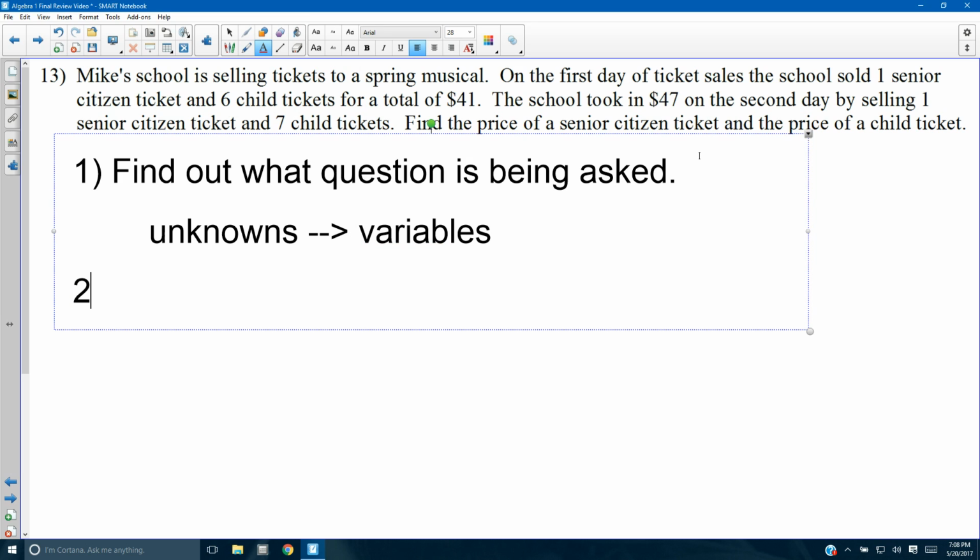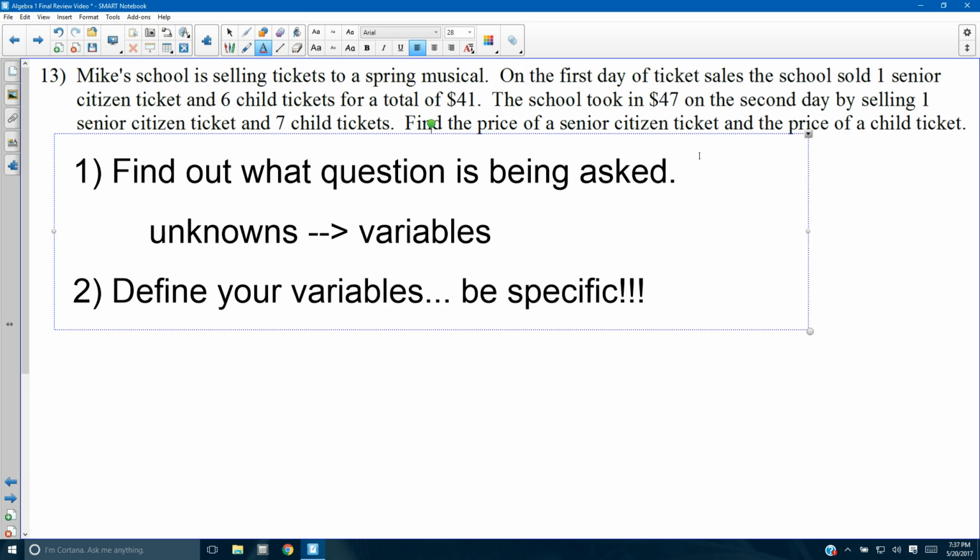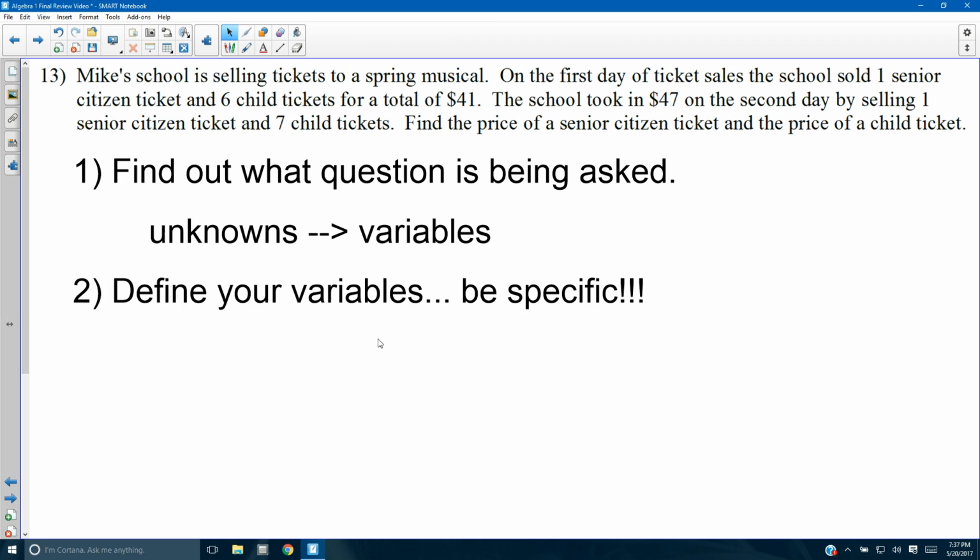So that leads me to step 2. Define your variables and be specific. I'll explain why in just one second. Be specific. So what this means is you're going to create two variables here, because the two things we don't know are the price of the senior citizen ticket and the price of the child ticket. These variables will be used in your equations, right? And in order to make these equations, you really have to know what sentence you're creating to make this statement.